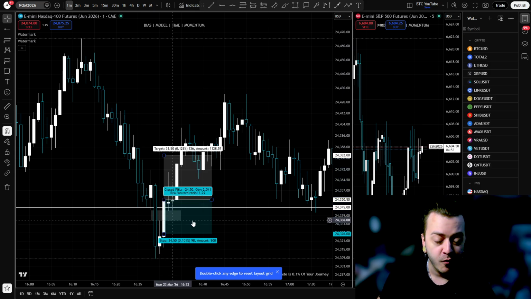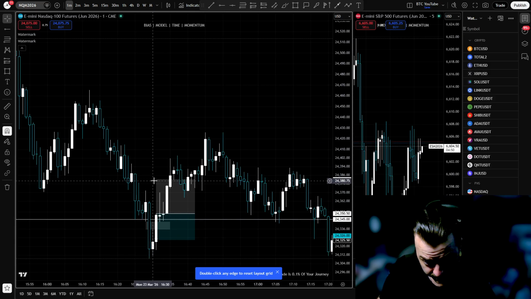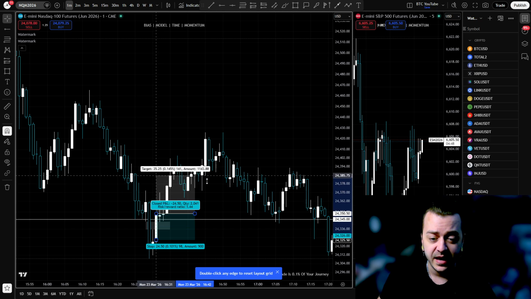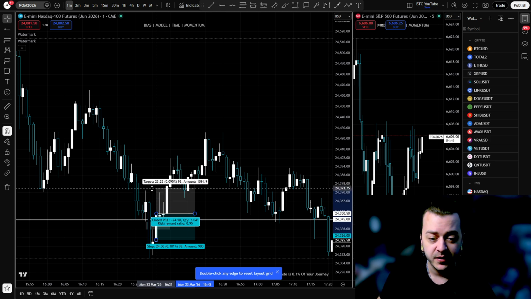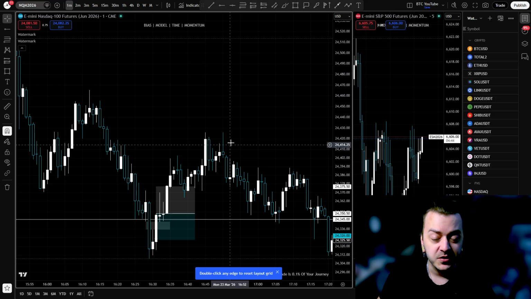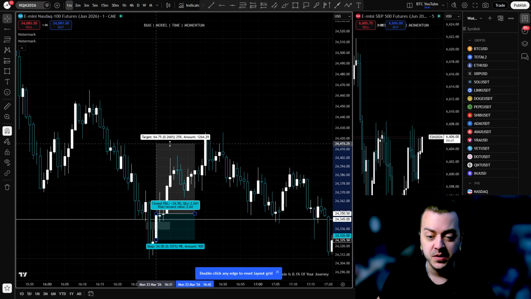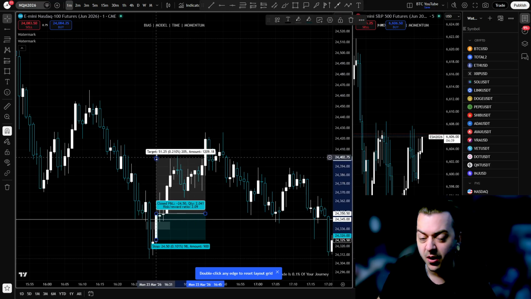I'm buying here with about 4 micros. That's $200 risk. I'm targeting 1R. 1R gets hit in the space of about 4 minutes. If I can actually drag this to the right area. And then I just take half off, go break even. And I just trailed my stop on the rest of this. I think I got about a 2R in reality.